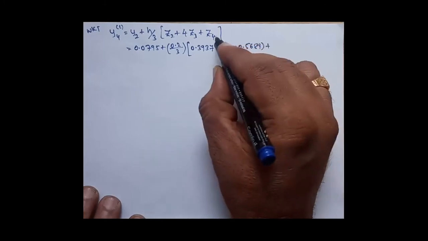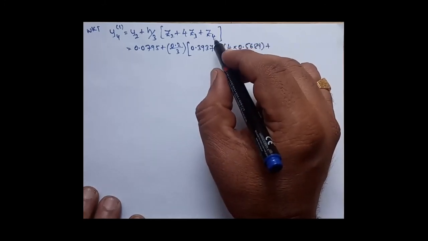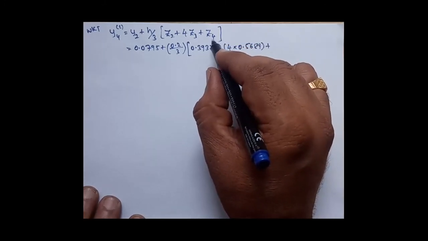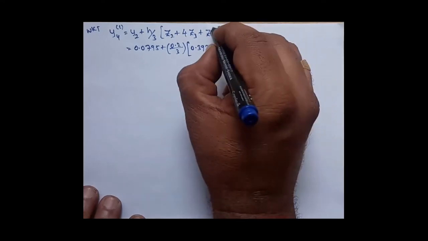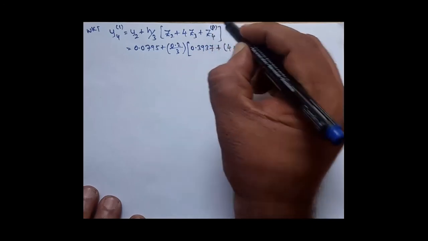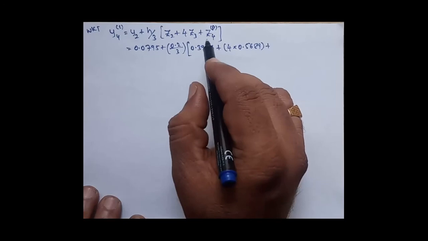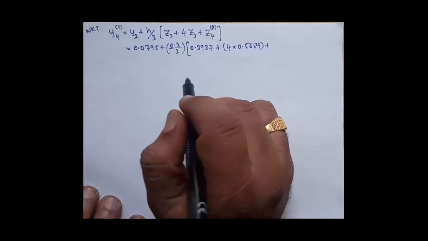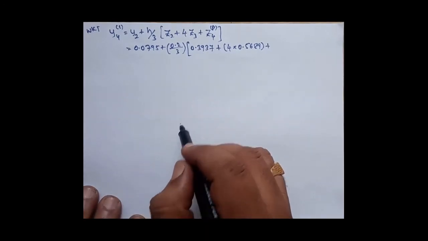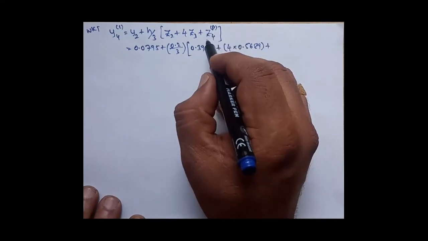0.5689 plus z4. You can observe that in the table there is no z4, but we have calculated the predicted value for z4. So I'll use the symbol z4 power p, the predicted value, to find the corrected value. What is the predicted value for z?